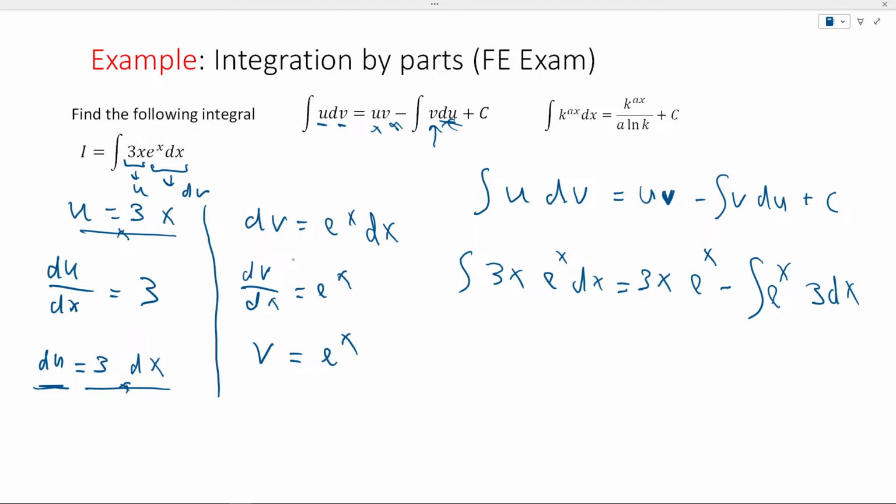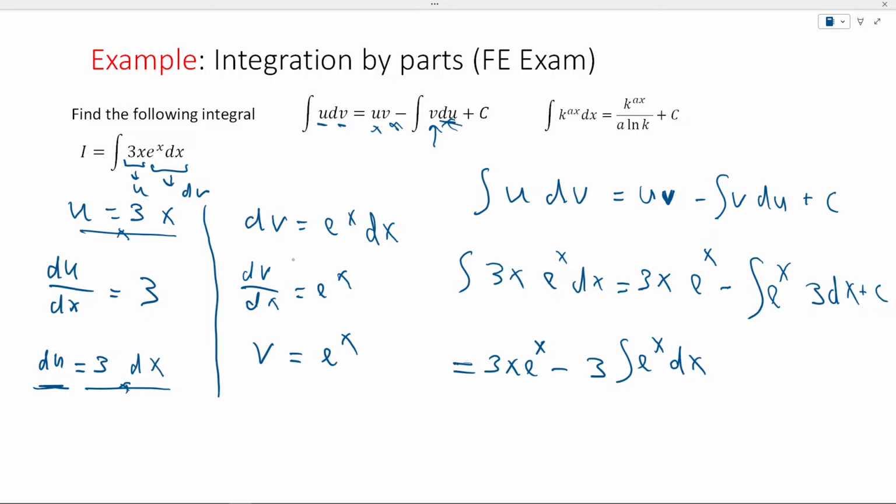Let me simplify this a little bit. So we have here 3x e to the power x, negative. I can take the 3 as a common factor, plus a constant. Don't forget the constant. So as a constant, I can take the 3 out, and I have to integrate e to the power x dx with respect to x.